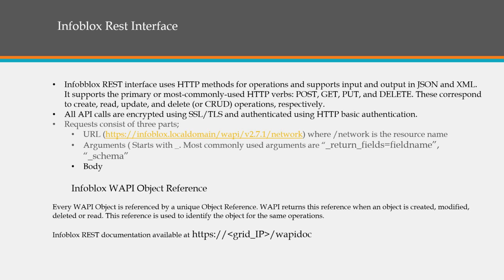Now, Infoblox WAPI object reference. First of all, let's talk about what an object is. Everything in Infoblox, it could be a network, a zone, an IP address, a range, is an object, and every object will have a unique object reference. Think of it as a unique ID. I will explain why this ID is used when we are consuming those APIs. WAPI returns this reference when an object is created, modified, deleted, or read. Like I said, this reference is used to identify the object.